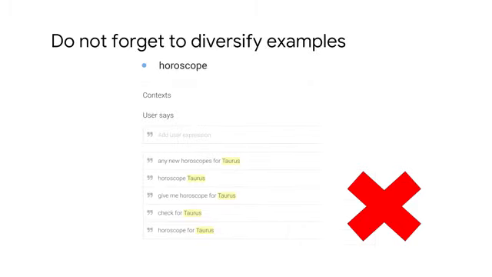Make sure you provide diversification of examples of a given entity in your training phrases. These allow the agent to understand that the concept is part of an intent, as opposed to an instance of the concept alone. In this example, providing only Taurus will not be enough to teach the agent that the same should apply to other constellations as well.